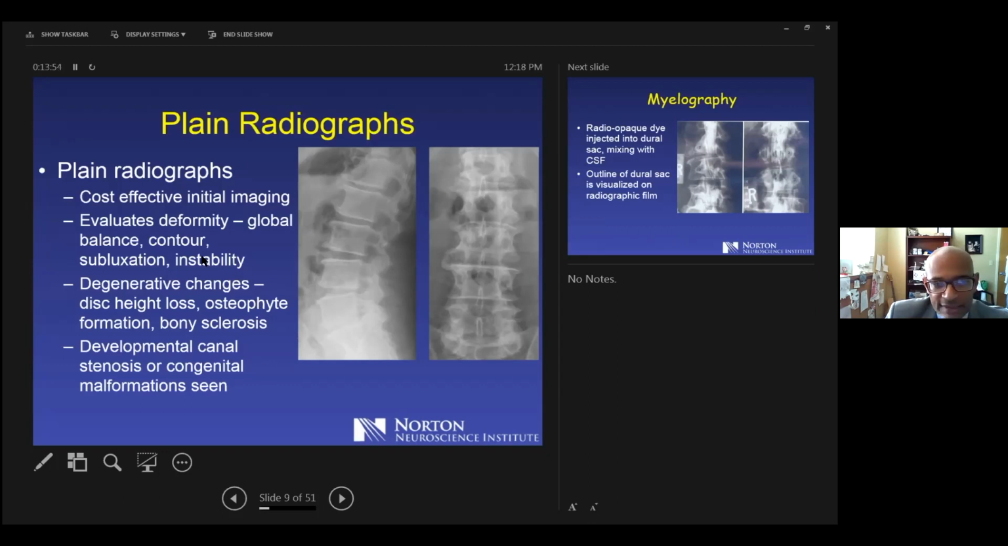So then when we look at that, we look at, again, what plain x-rays do. They allow us to look at global balance, alignment. They allow us to see if someone's developed a scoliosis or degenerative scoliosis or instability. And again, they look at disc height loss. We can see some osteophytes, bony sclerosis. And then we can sometimes see some malformations, a little more difficult to see.